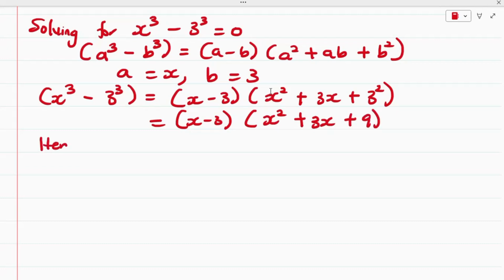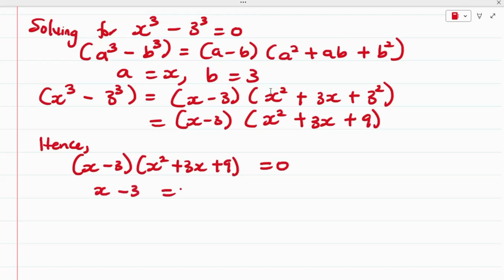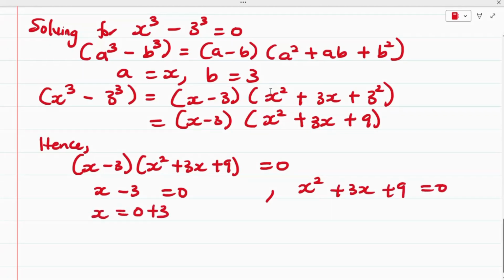So hence we have the equation to be x minus 3 into x squared plus 3x plus 9, and this is equal to 0. So from here x minus 3 is equal to 0 and x squared plus 3x plus 9 is equal to 0. So we have x is equal to 0 plus 3, and x is equal to 3. So we have the first value right here of x.